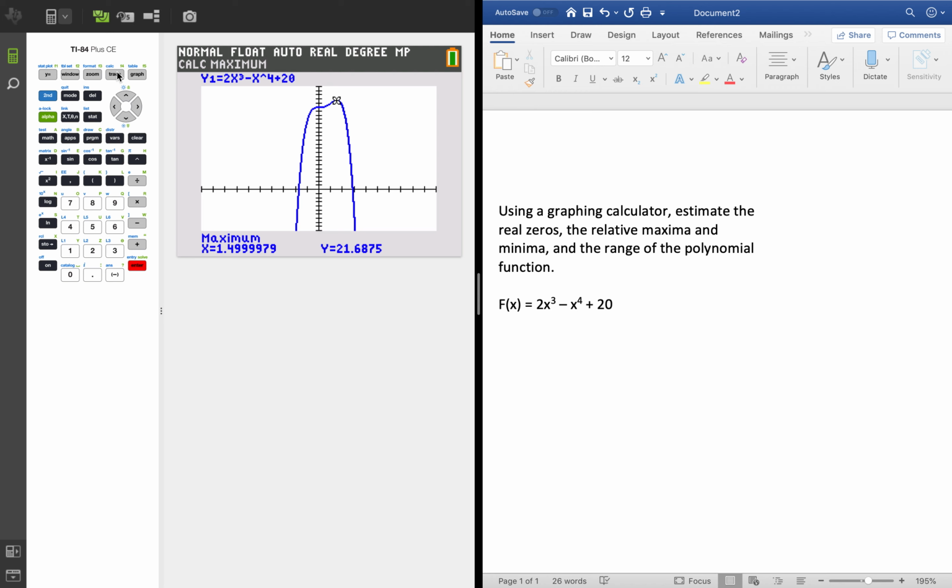And for the maximum, I'll find out what your book wants. Usually they want a point, like they have to give the x and the y value. Some books just want the y value. Some just want the x. So we'll probably give the whole point right there for the answer.